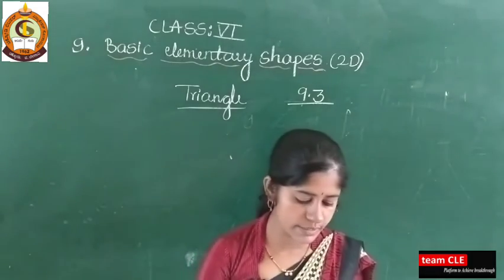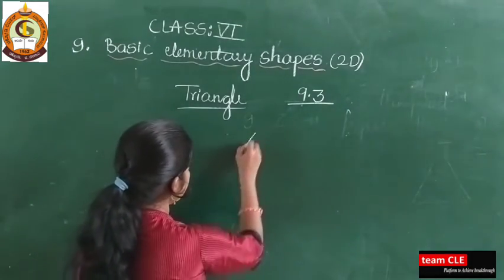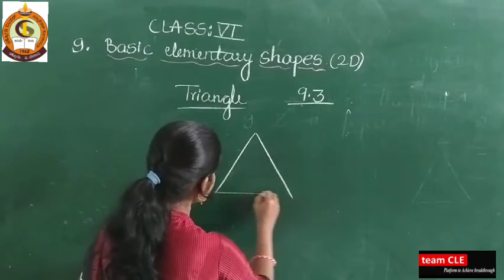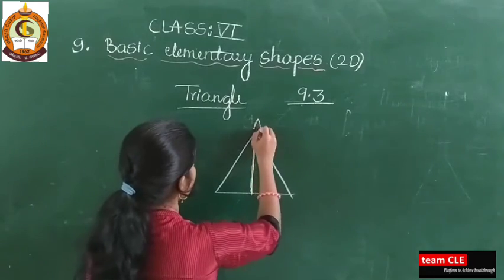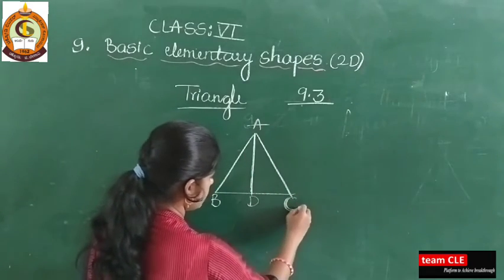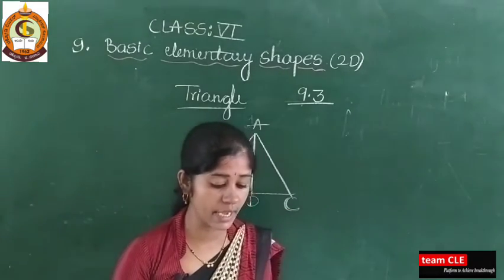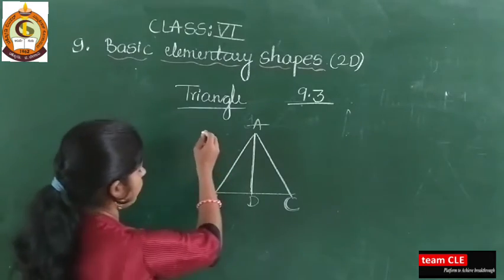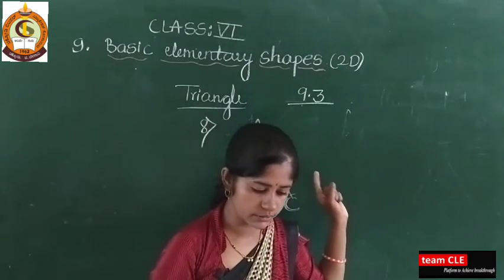See here, the question is: identify 3 triangles in the figure. Here the figure is given like this, and they asked to write A, B, D and C. The question is, identify the 3 triangles in the figure. Now I am solving this 8th main from exercise 9.3.